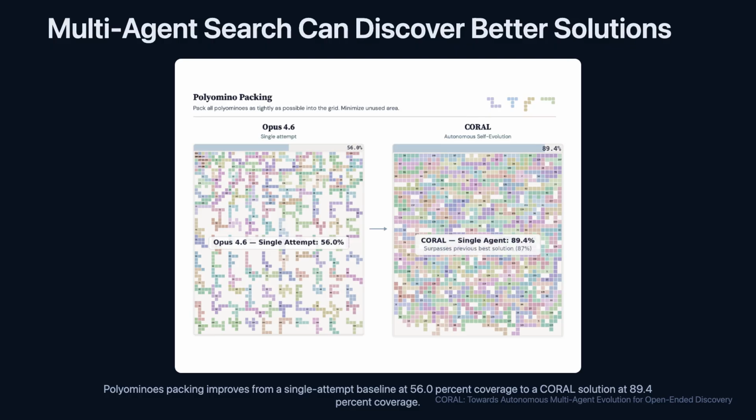The second headline result is that multiple agents push the frontier further. 4-agent coevolution improves on single-agent Coral, especially on hard problems where one agent plateaus. On kernel engineering, the previous best-known score was 1,363 cycles. A single Coral agent reached 1,350 cycles, but 4 co-evolving agents reached 1,103 cycles. On polyominoes packing, Coral with web search reached 89.4% coverage, surpassing the previous best-known 87%.